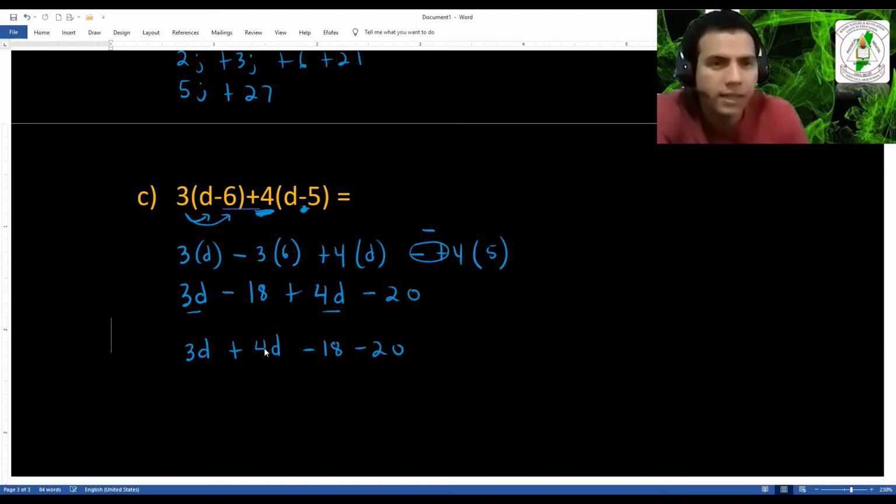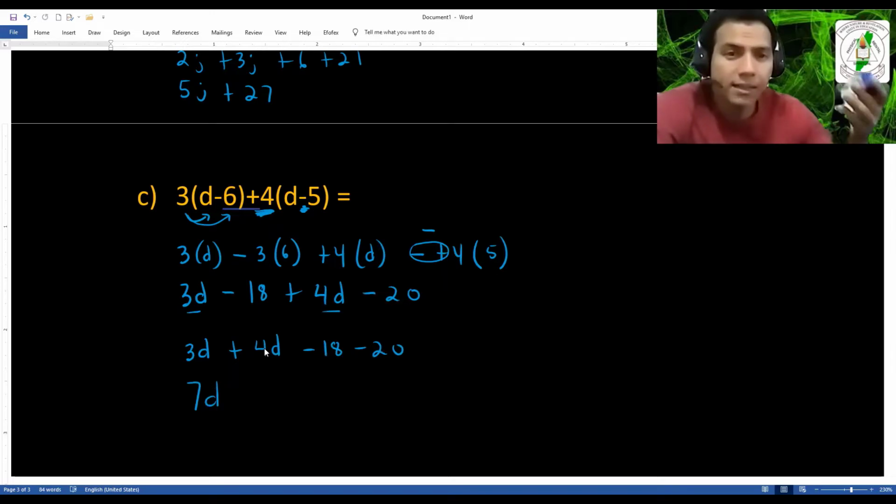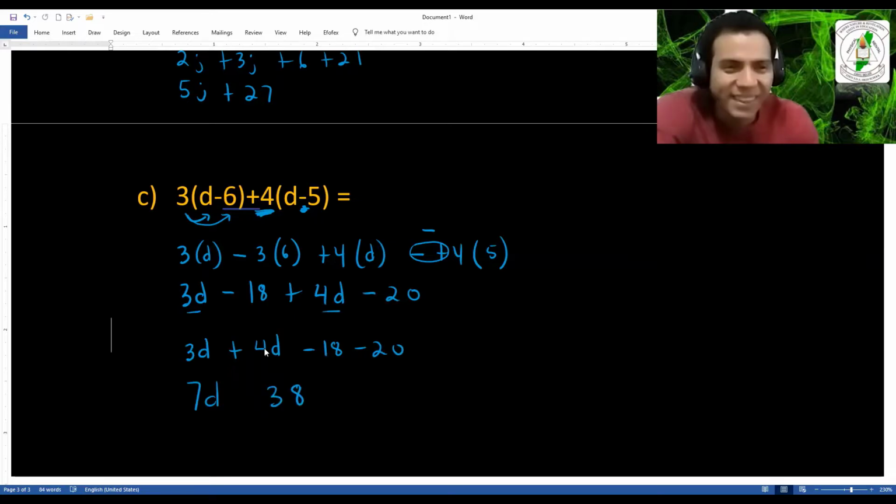We have to write the sign in front of the number. This one here is minus 18, so we bring down the minus 18. And this one is minus 20, so we bring down the minus 20. Now simplifying, 3D plus 4D is 7D. Minus 18 and minus 20. Well, the rule says when signs are alike, you add and you keep the sign. 18 plus 20 is 38. Negative and negative, you add and you keep the sign. So it's negative 38.